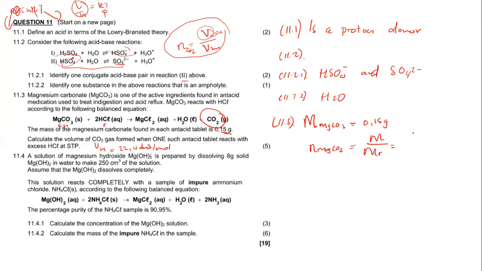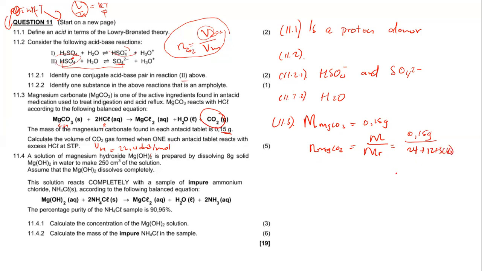What is the mass of magnesium carbonate? It's 0.15 grams. Remember, in chemistry we use grams, but in physics we use kilograms. Now, what is the molar mass of magnesium carbonate? You go to your periodic table: the atomic mass of magnesium is 24, carbon is 12, and oxygen is 16, but we have 3 oxygens, so we say 3 multiplied by 16.